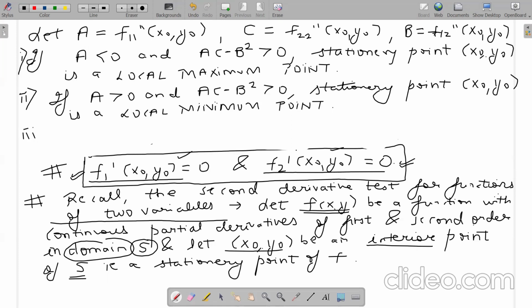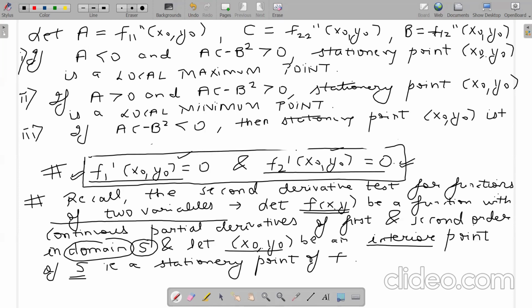Case 3. If AC minus B square itself turns out to be negative, then the stationary point x0, y0 is a saddle point. If AC minus B square is negative, the stationary point x0, y0 is a saddle point.